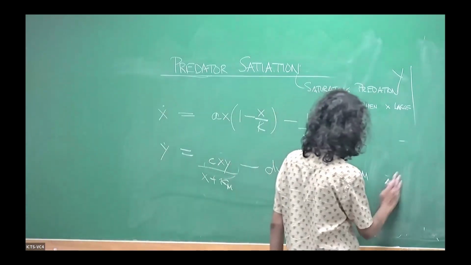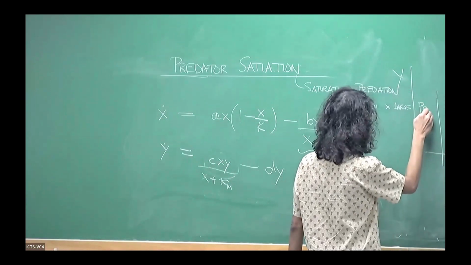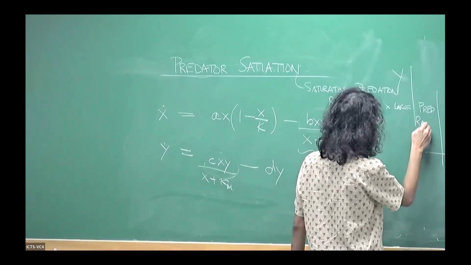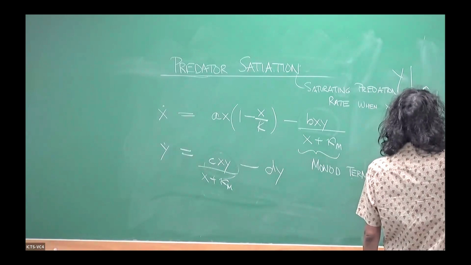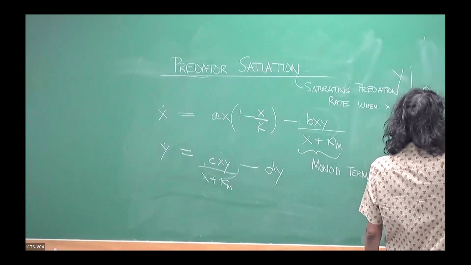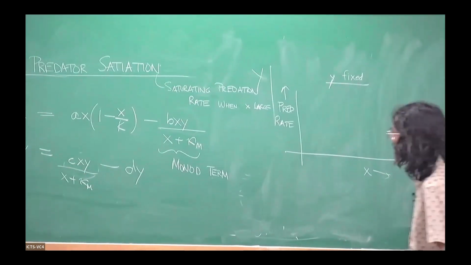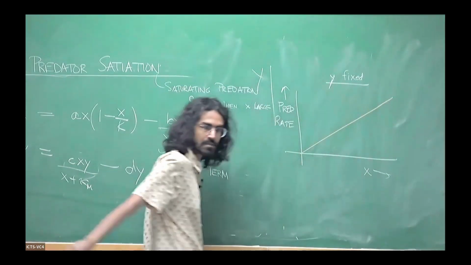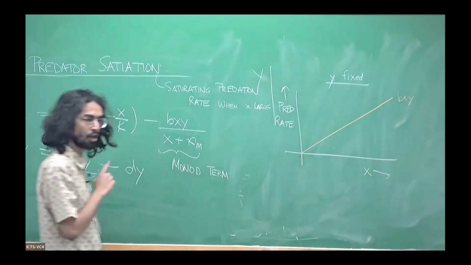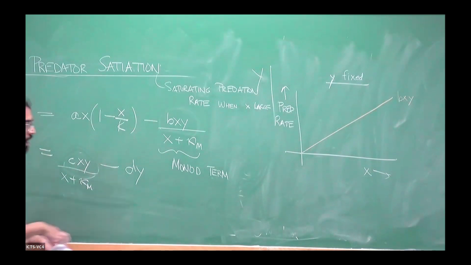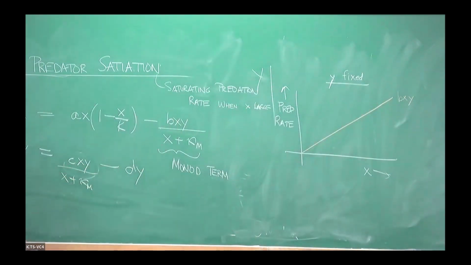and you might have encountered something like this if you've studied Michaelis-Menten kinetics. What does this do? Why does this work? Let's draw the predation rate now as a function of X. So what was it before? Let's say Y is fixed. What does this look like? The predation rate looks like a line, right? It's bXY. That's what it looked like in the old model. The larger and larger X becomes, the larger and larger the predation rate becomes.